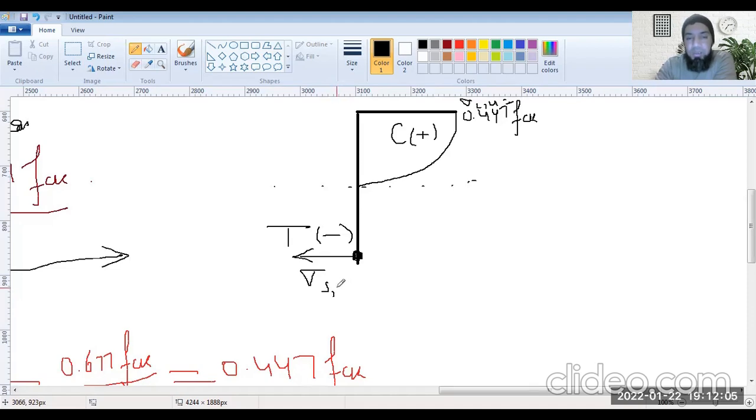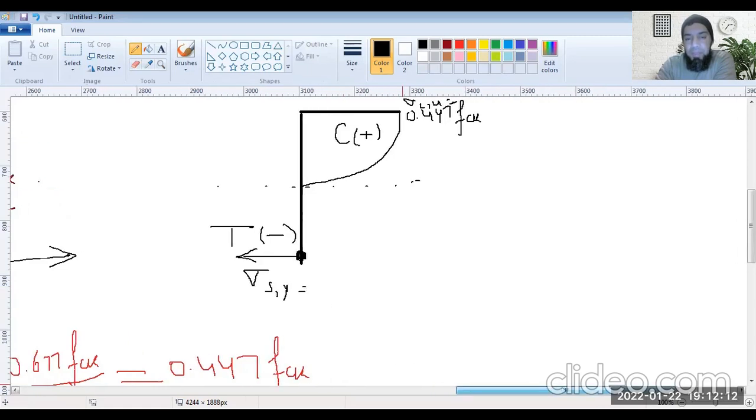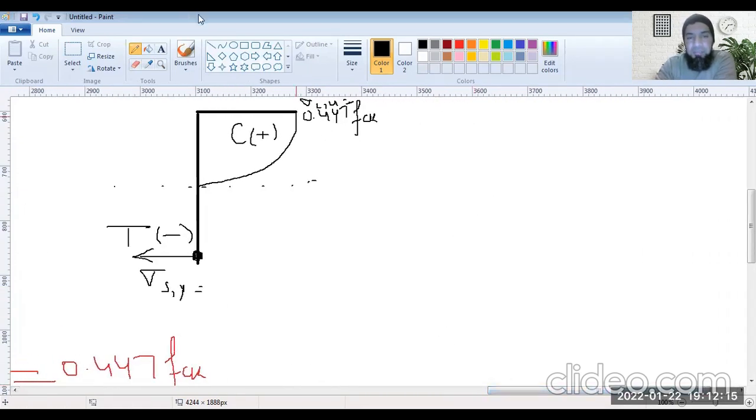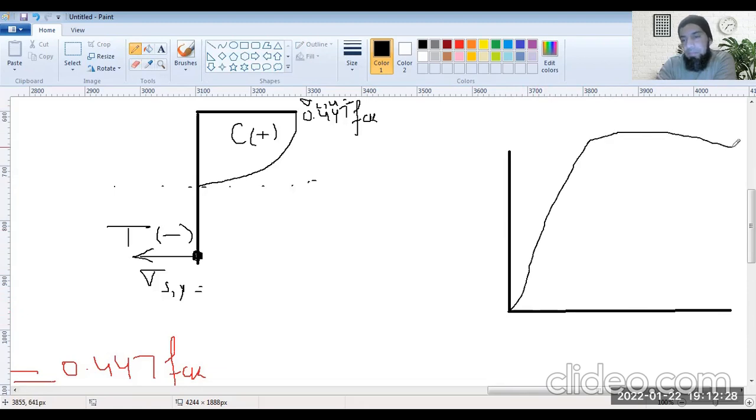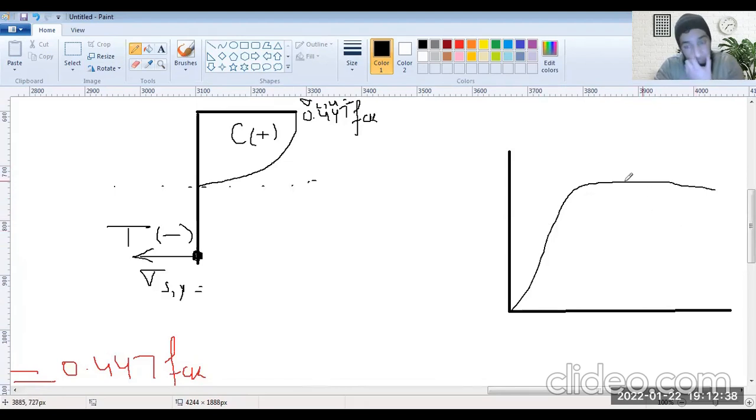We usually do not go towards the ultimate point. We go for the yielding point for steel, the point at which it is yielding. Now, if you have a look at the stress strain graph of steel, you will see that there is a yielding point somewhere here.